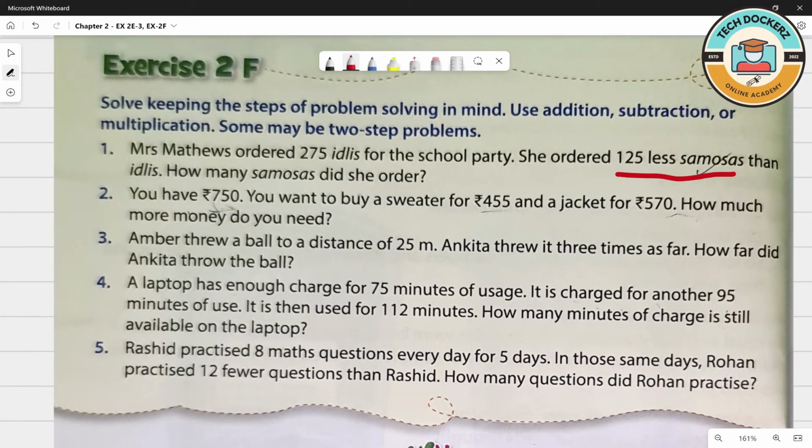Question number 3. Amber threw a ball to a distance of 25 meters. Anikita threw it 3 times as far. How far did Anikita throw the ball?